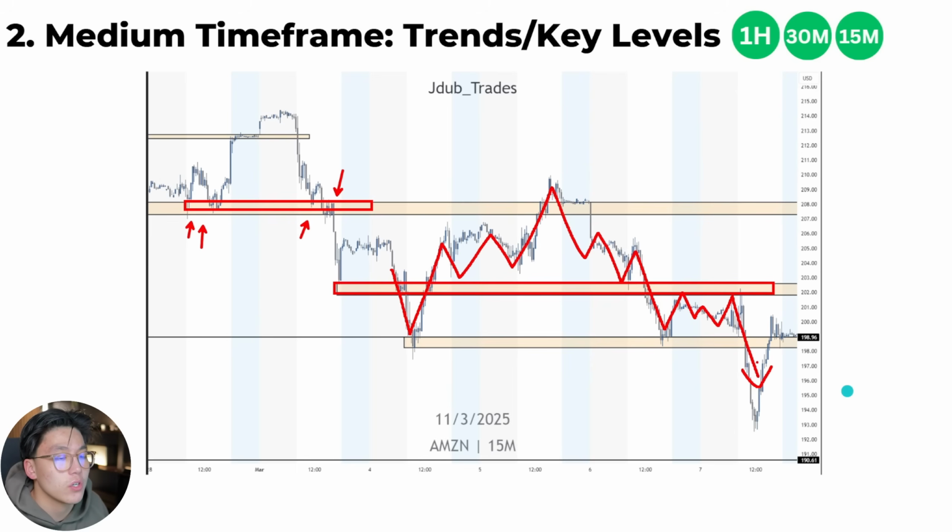No matter what ticker you trade, if you mark out these highs and lows, you'll see how price reacts around these key levels. And these are the only levels that you need to mark out on a chart. Now let's go on to the next slide.